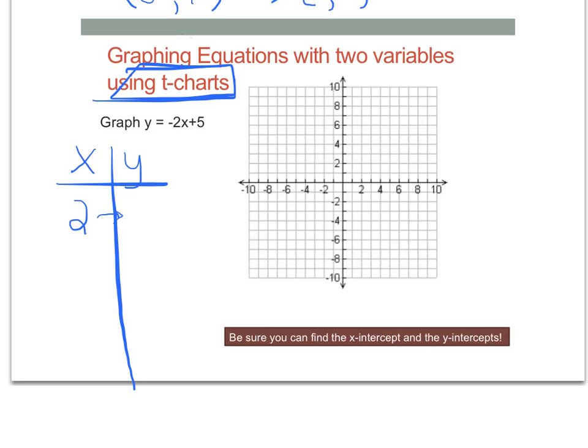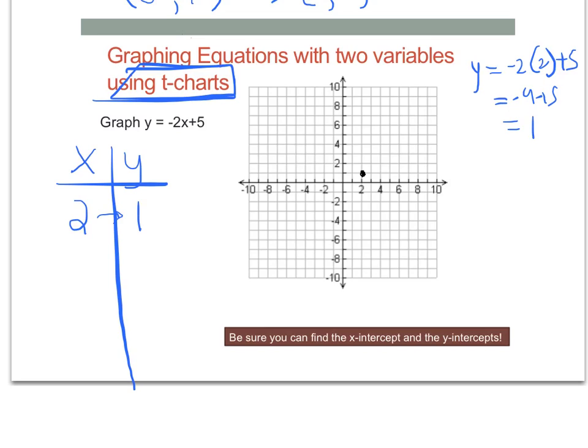You go back up to the original equation up here, and you put a 2 in for x, and then just work it out. So if we have a 2 in for x, y equals negative 2 times 2 plus 5. So that's negative 4 plus 5, so that's 1. So 2, 1. That means the point (2, 1) is on this graph. So if I plot it, it's right there. There's (2, 1).